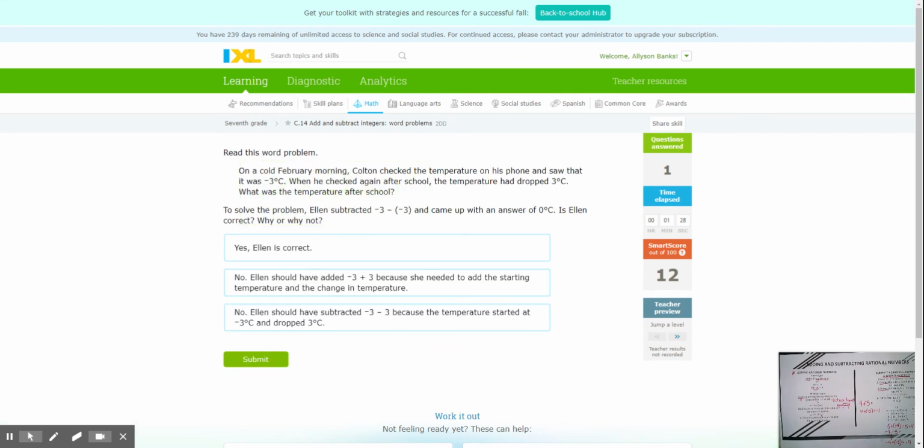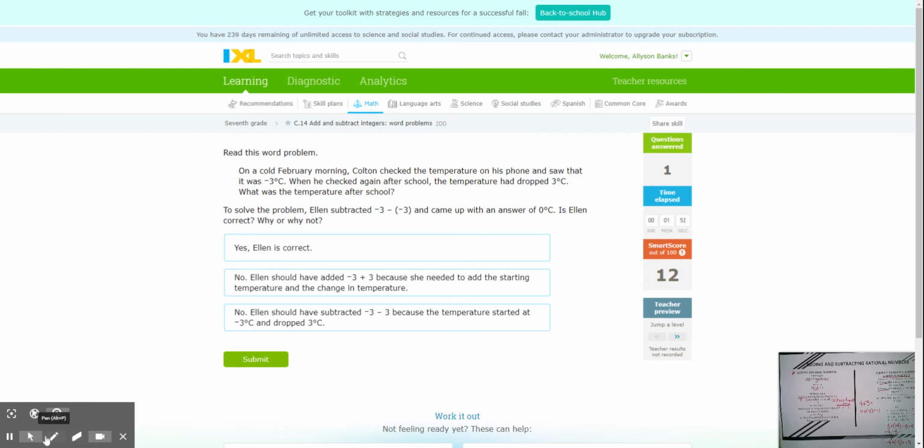Okay, on a cold February morning, Colton checked the temperature on his phone and saw that it was -3. When he checked again after school, the temperature had dropped 3 degrees. Now, drop goes down, right? What was the temperature after school? To solve the problem, Ellen subtracted -3 minus -3 and came up with the answer of 0. Is Ellen correct? Why or why not?